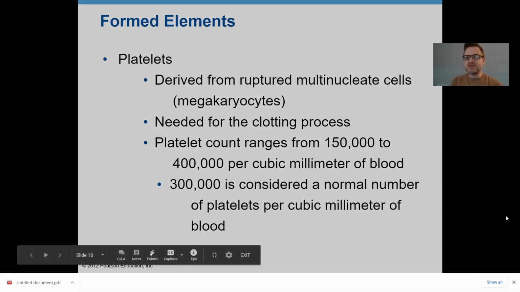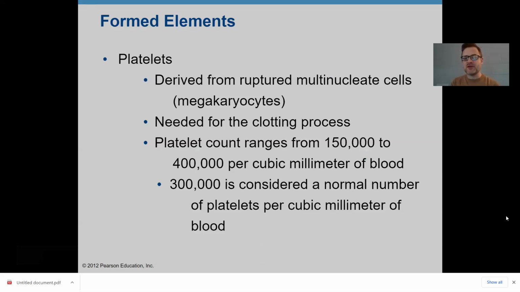So the third type of formed elements are platelets. Megakaryocytes are where they come from. These are multinucleate cells that you basically just rupture. They are involved in the clotting process. If you have a cut or a wound and your blood needs to clot, you can see platelet counts. Don't worry about the numbers, but they range from 150,000 to 400,000 per cubic millimeter of blood. 300,000 is an average for a normal person.